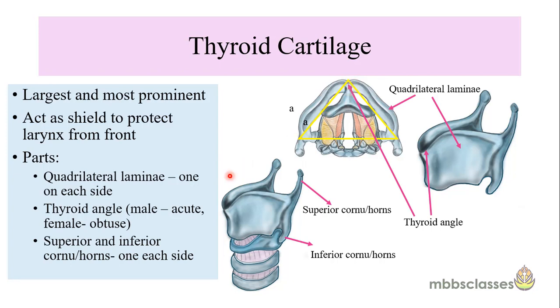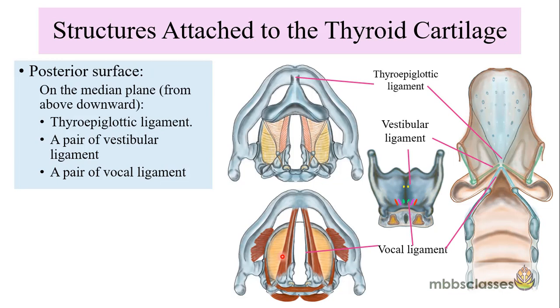The thyroid cartilage also has, on the back side or posterior aspect, the superior cornu, the superior horn, and the inferior horn. This inferior horn articulates with the cricoid cartilage. So the thyroid cartilage has two laminae, one on each side, the thyroid angle, and a superior and inferior horn on each side.